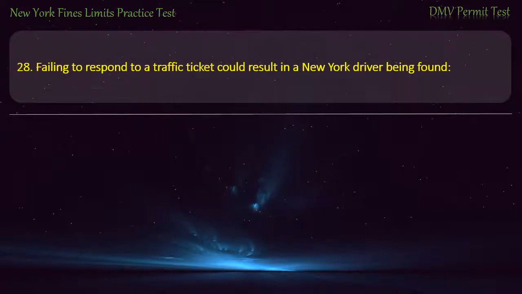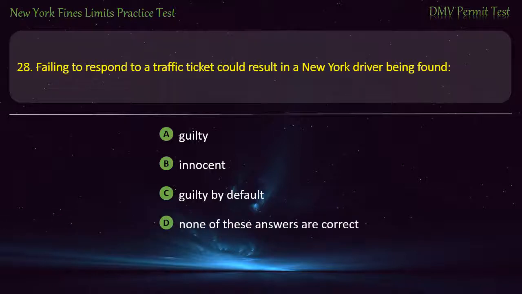Question 28. Failing to respond to a traffic ticket could result in a New York driver being found guilty, innocent, guilty by default. None of these answers are correct. Answer: guilty by default.